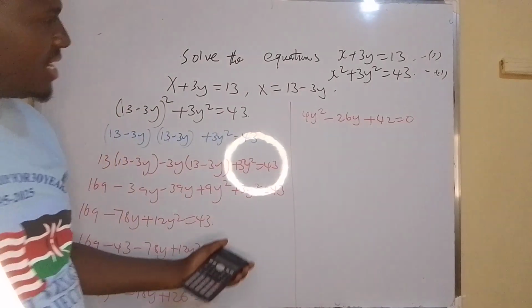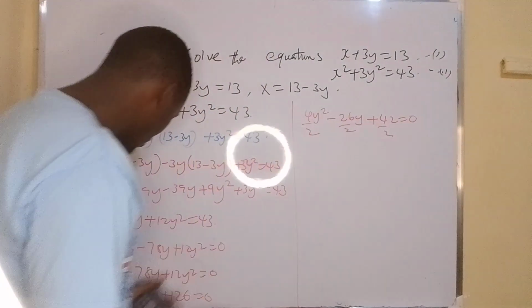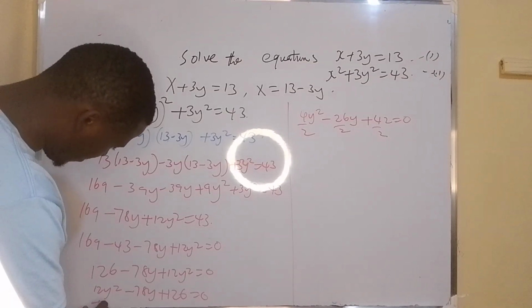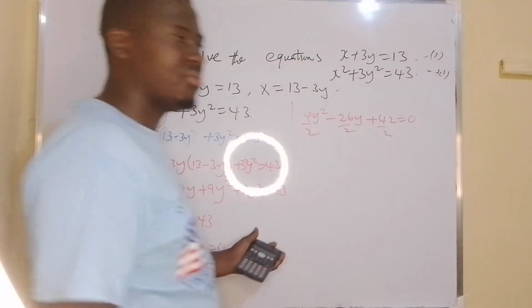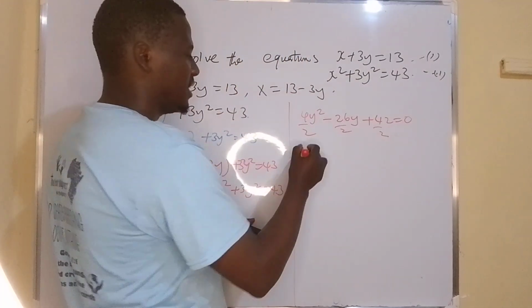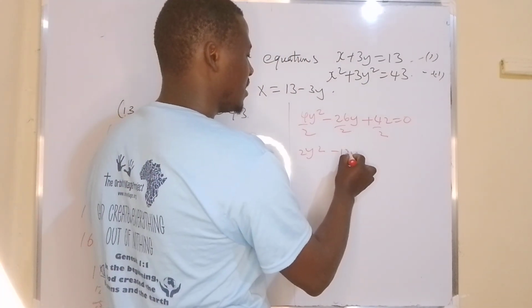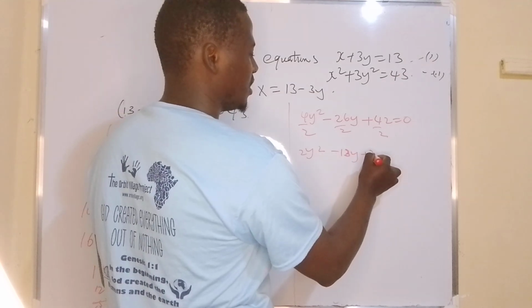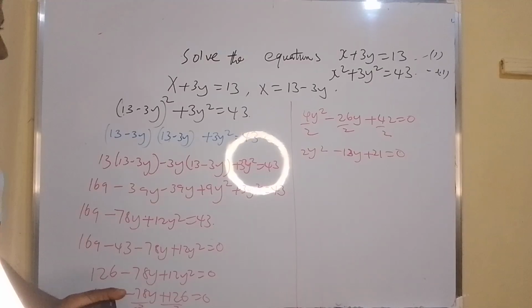Is there a number that can divide? Yes, 2 as well. Divide by 2 again. Divide by 3 first, I mean, a common factor that can divide all of them. You're going to get 2y squared minus 13y plus 21 is equal to 0. You do that, we're going to number it.